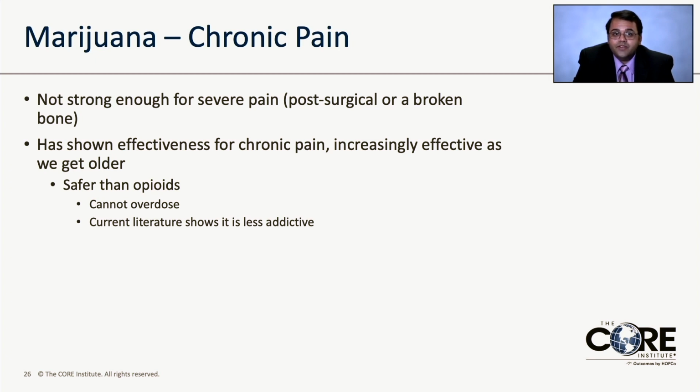It's safer than opioids. You can't really overdose on it. You can get a euphoria or an effect where it affects your cognition if you take too much of it, but it's not going to cause an overdose. It's not going to cause you to stop breathing or anything like that. Some of the literature has shown that it's less addictive. However, that doesn't mean that it's not. You can still get addicted to marijuana, but it's less likely.